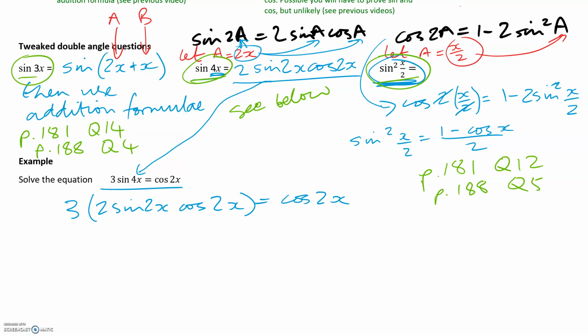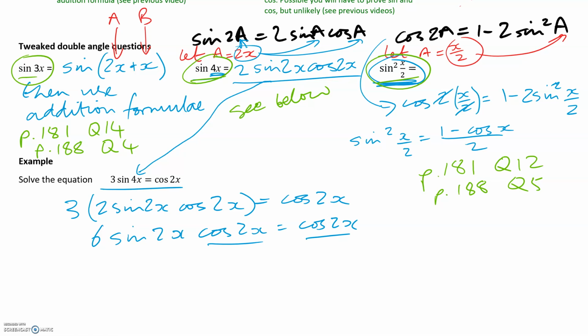Okay, now we'll just multiply that out. So that's 6 sine 2x cos 2x. Now whatever you do now, don't be tempted to cancel the cos 2x's, because then you'll lose the cos 2x equals 0 solutions. So what you have to do now is get everything on one side and factorize.